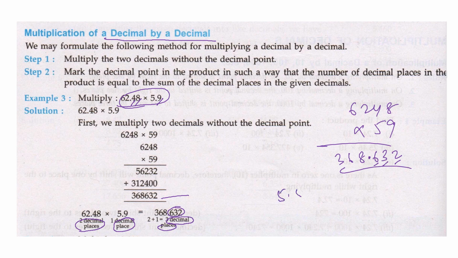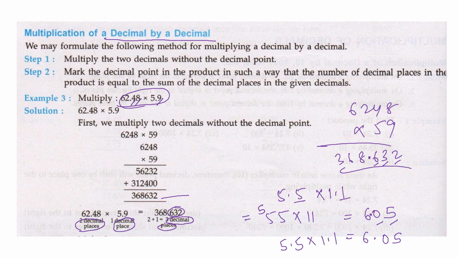If it was 5.5 into 1.1, so 55 into 11 is how much? 11 fives are 55, 11 fives are 55, 55 and 5 is 605. This much is done. Now how many decimal places? 1 decimal place and one more, 2 decimal places. So from the back, 1 and 2, and put the decimal here. So 5.5 into 1.1 will be 6.05. They are very simple.